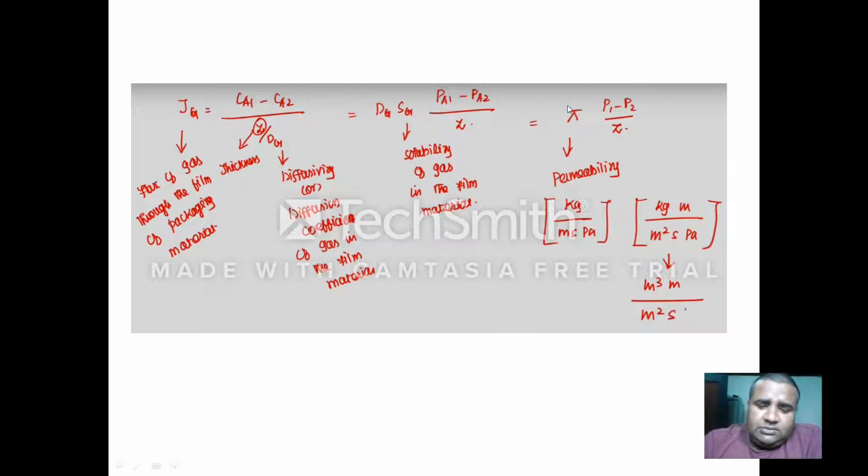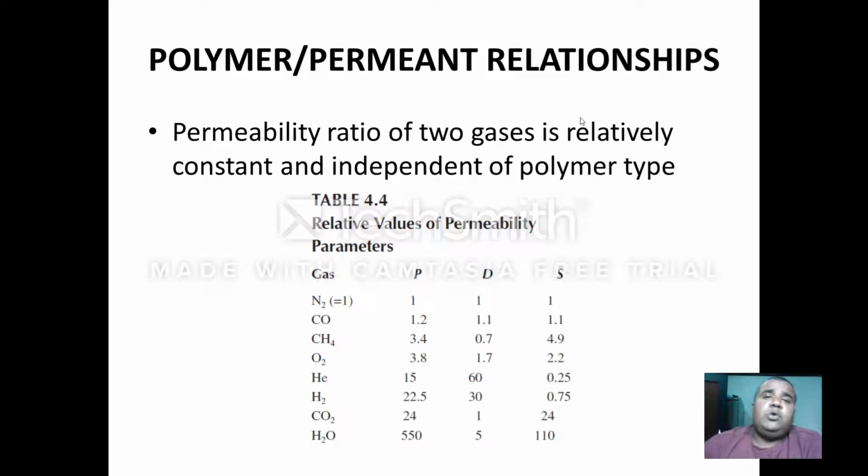See, now there are three terms. One is the diffusivity, second is the solubility, and third is the permeability. So diffusivity is here, and this S is the solubility, and when you multiply this diffusivity and solubility, you will get the permeability value. Fine.